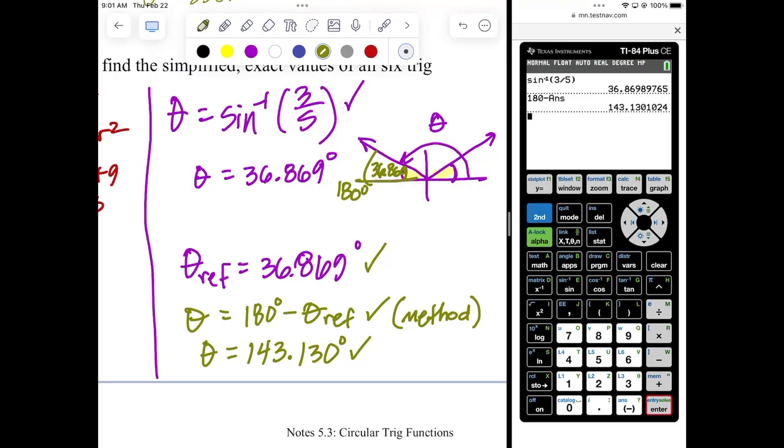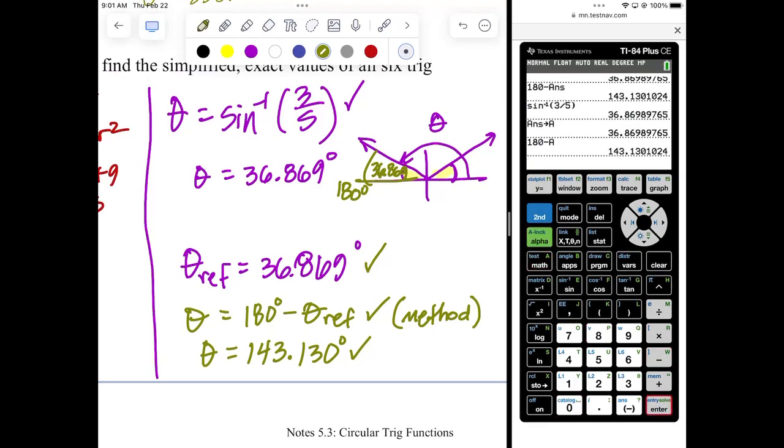Second negative recalls the answer from the previous line. See how it says ANS, answer? The other way to do it is like this. If you think you're going to use it more than once, store it as alpha A. Like that. And then you can just do 180 minus alpha A, and you get the same answer. And then if you want to know what A is, you can just hit alpha A, and there it still is. You don't have to go back and recalculate. It stores it with all the decimals. So that's a good habit to get into.